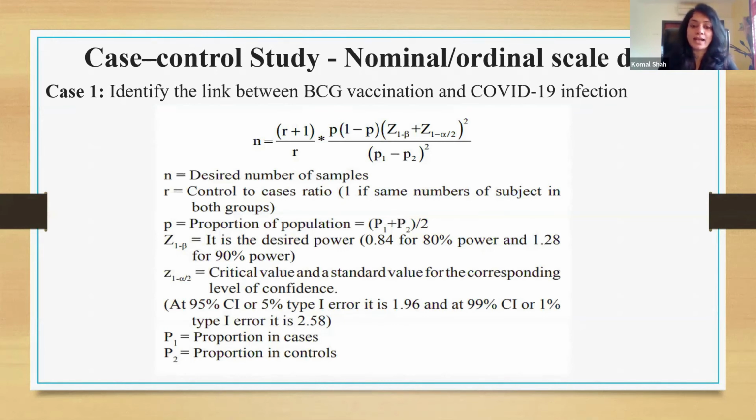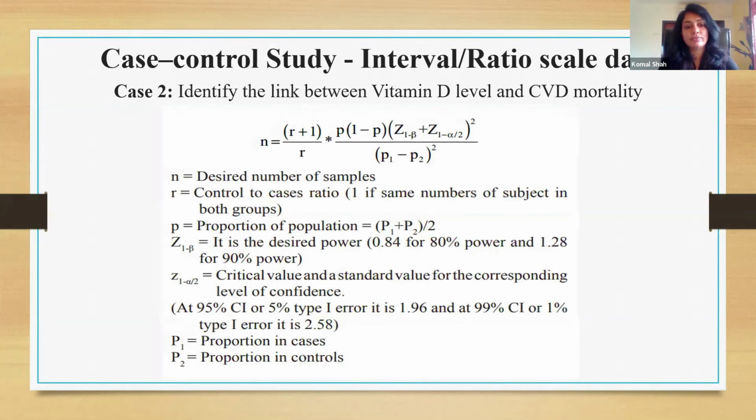Now the next Z is our critical value, the standard critical value for our alpha error or type 1 error. The next one is the proportion of cases. Over here we have two groups, cases and control. For both the groups, we need the P value or the proportion. For cases, it is denoted as P1, and for control, it is denoted as P2. If we have all of these values, we need to feed them into this equation and solve it.